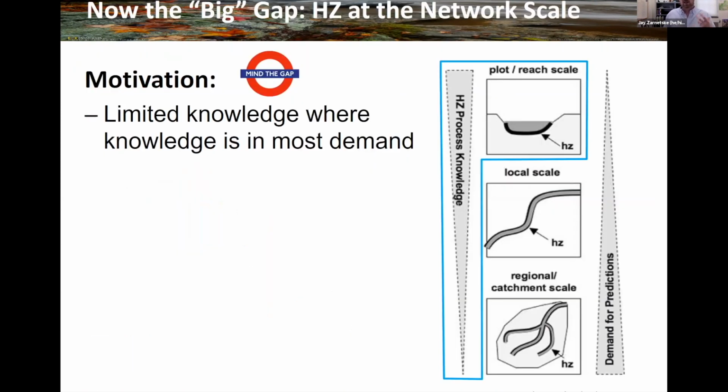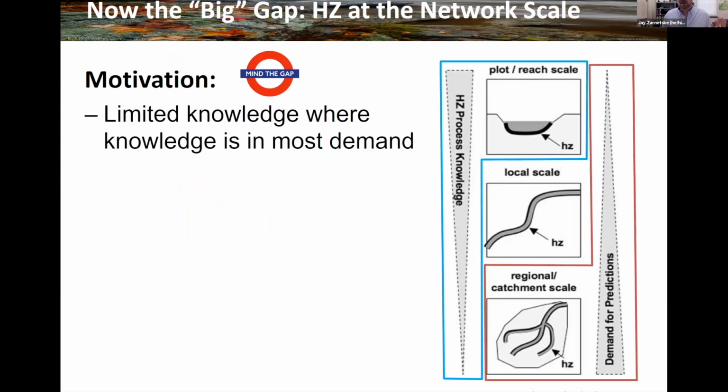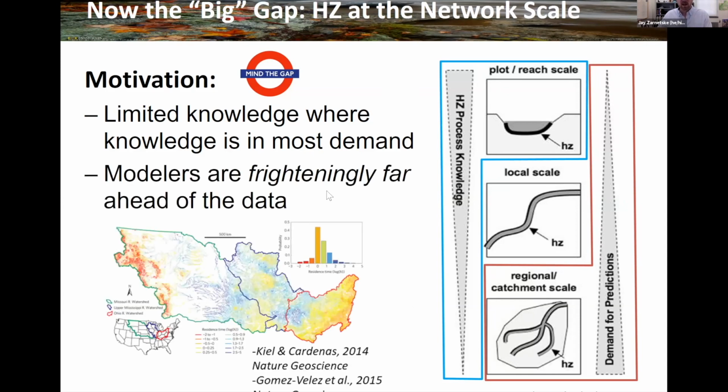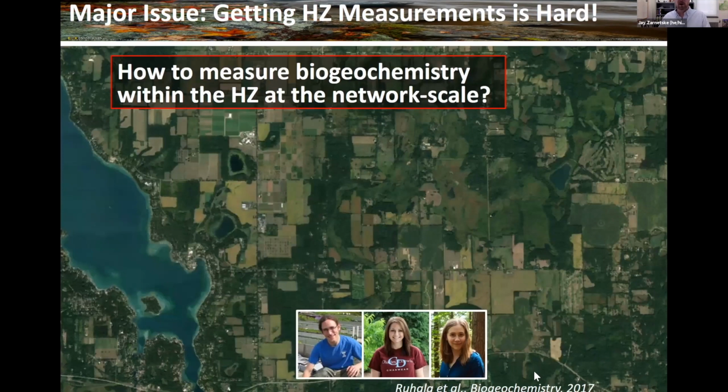We can start to measure hyporheic processes at large scales as well, because of the limitations of our knowledge. We have great knowledge now at that small scale, but where we need it for management and making predictions at larger scales, we have almost no knowledge, okay? So we have modelers working at that scale, but they have no data to validate their models, or almost none. So students and myself are trying to figure out the first step. How do we measure hyporheic zones at the river network scale? And we've been doing this work.